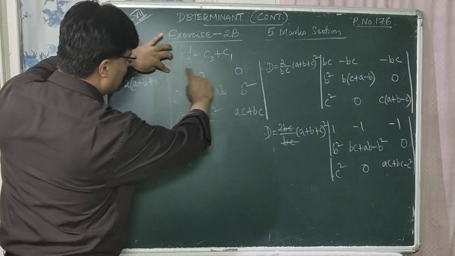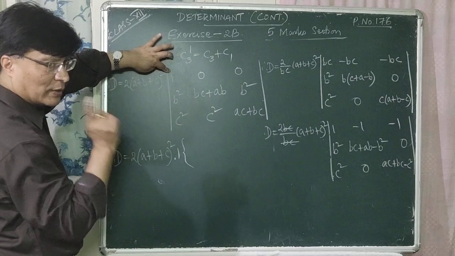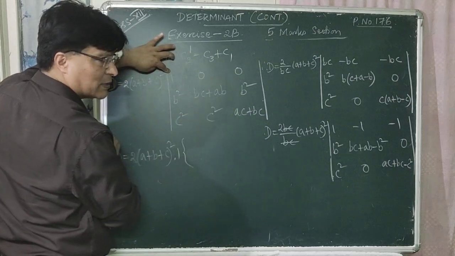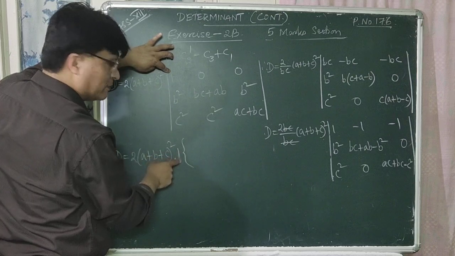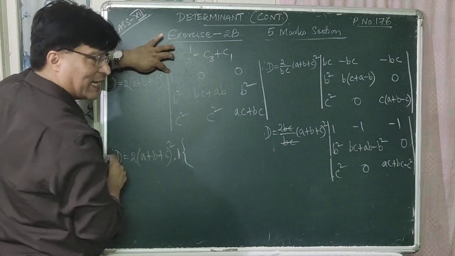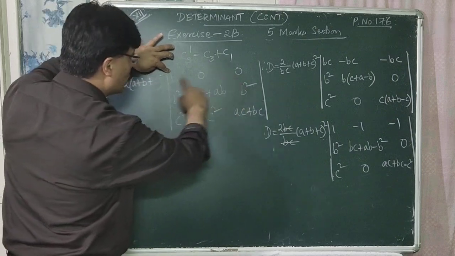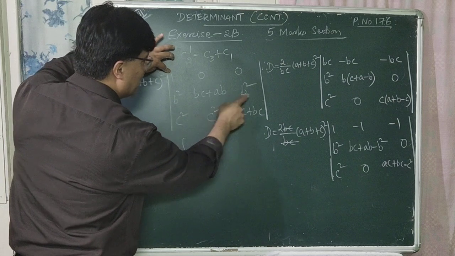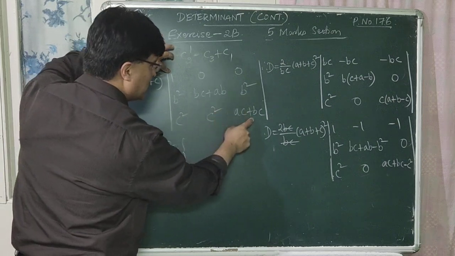Now if you expand it with respect to the first row, you have to consider the sign also. It is plus minus plus. So let's write here plus 1. If you take this one, you have to delete the row and the column through this element 1. That means first row and first column are deleted. So it remains BC plus AB, B square, C square and AC plus BC.